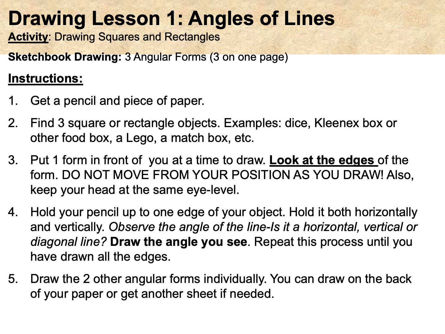Your assignment is this. I want you to get a piece of paper and a pencil. You also need to find 3 square or rectangular objects. For example, a dice, a Kleenex box, or some other type of food box, a Lego, a matchbox, etc. Put one form in front of you at a time.